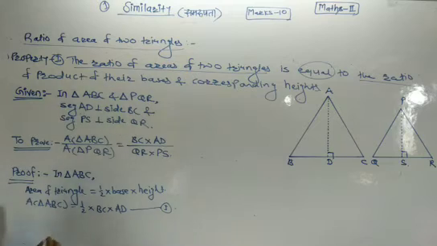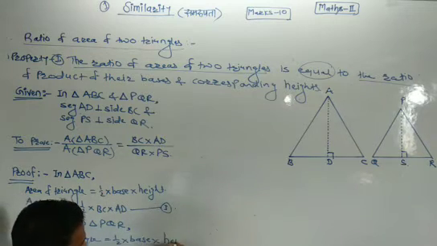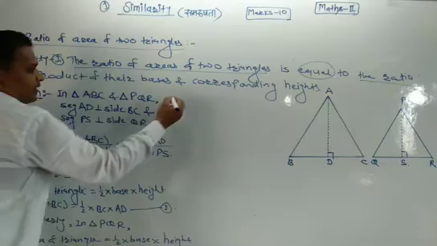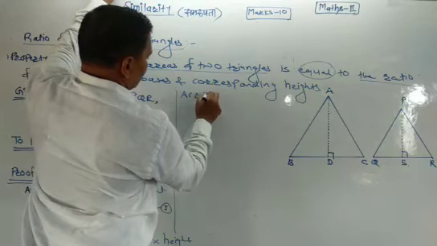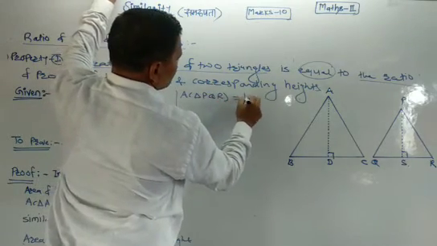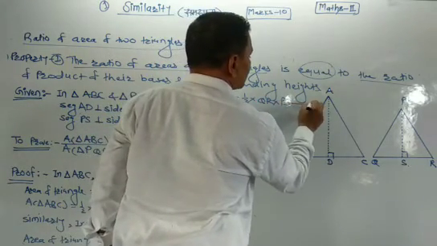Similarly, in triangle PQR, area of triangle equals 1 by 2 into base into height. Now area of triangle PQR equals 1 by 2 into base QR into height PS. This is equation number second.